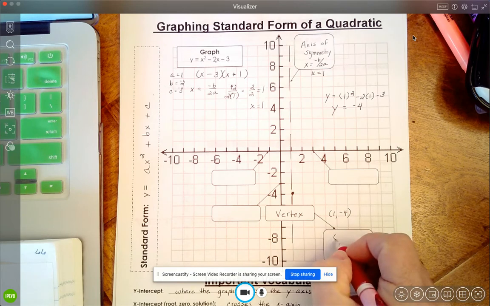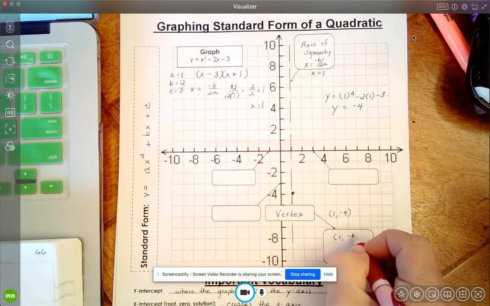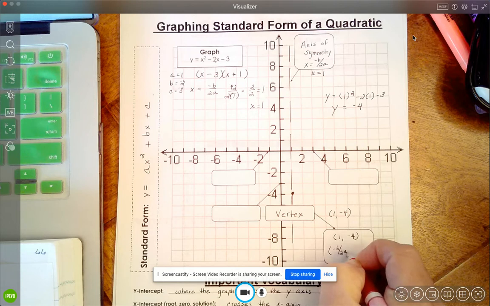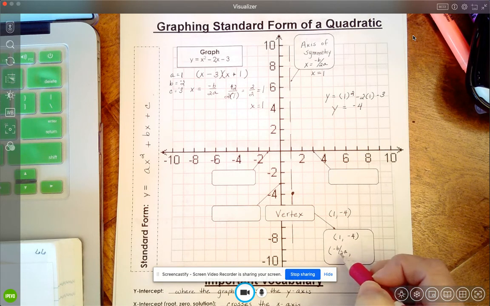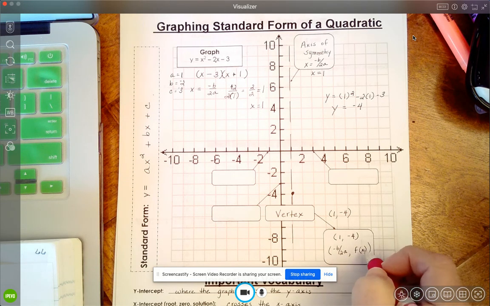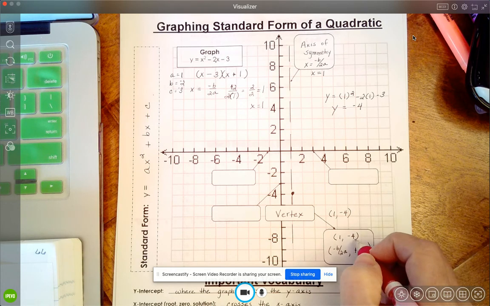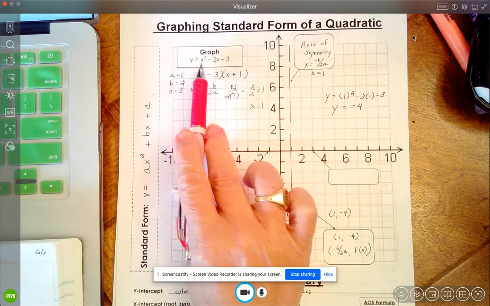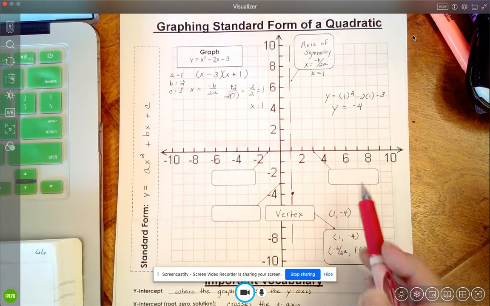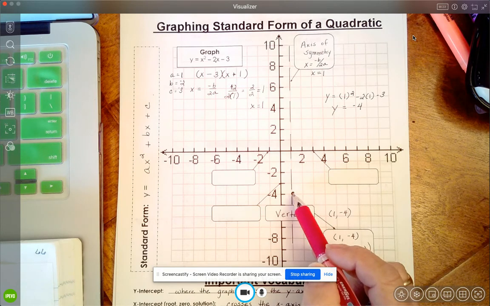My vertex is 1, negative 4, and I find that by negative b over 2 times a. That's where I found the 1. And then I put it back into that function, f of x, to get the negative 4. I put it back into my equation and got the y value. That's where I got the negative 4. 1, negative 4. That is going to be my vertex.